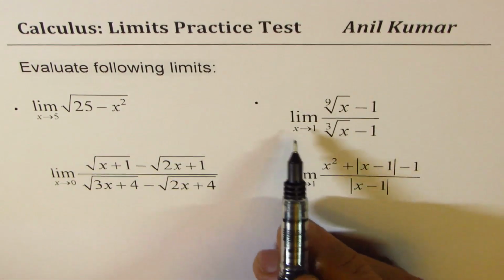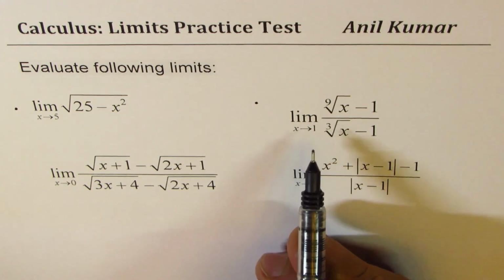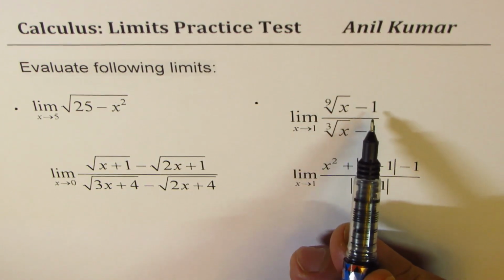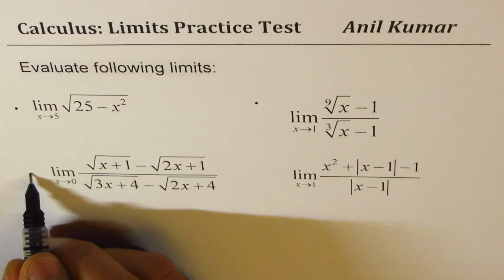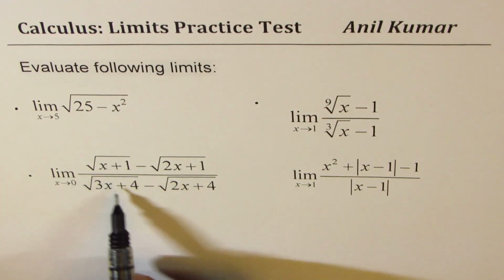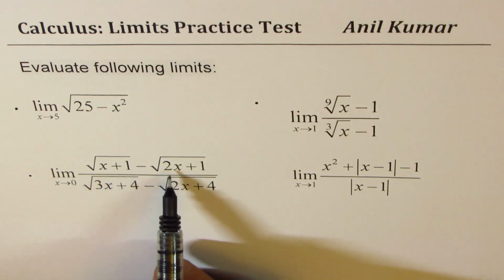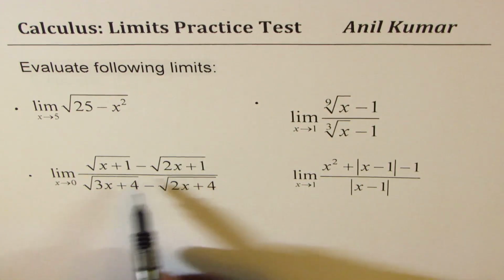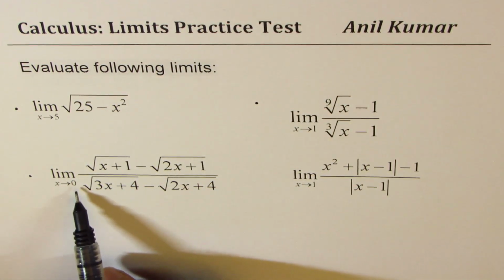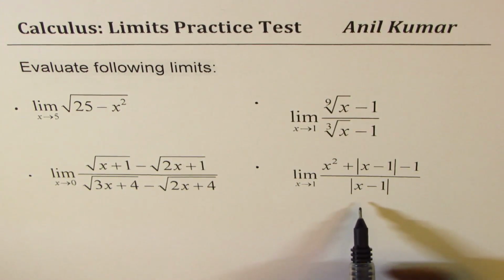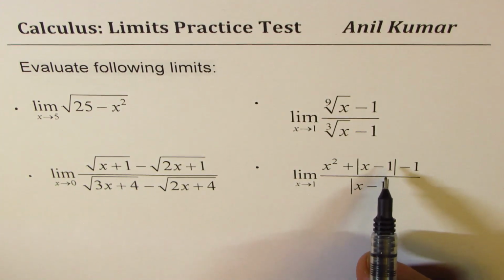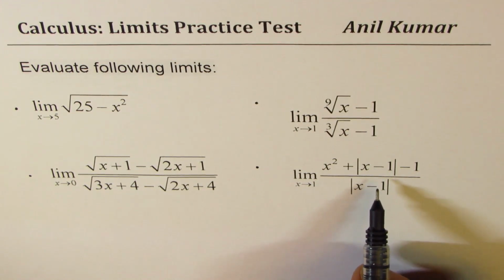and then we'll take up the limit when x approaches 1 for ninth root of x minus 1 divided by cube root of x minus 1, and then we'll take one where we need to do rationalization to find the limit as x approaches 0, and the last one includes an absolute function where we may have to write it as a piecewise function, correct?